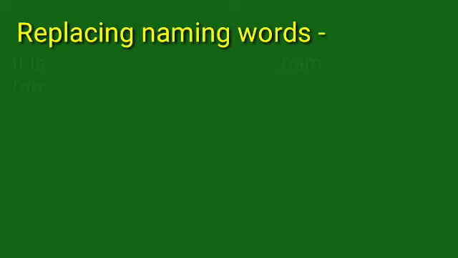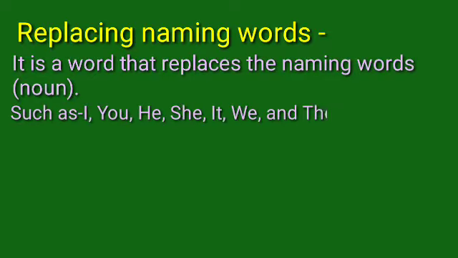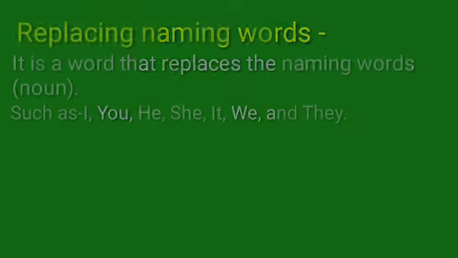Replacing naming words. It is a word that replaces the naming words. That is what? Noun. Naming words are nouns. Name of person, place, animals, things, right? Such words are I, you, he, she, it, we, and they. So today we will learn about I, you, he, she, and it. Fine. Now let us look at the examples.